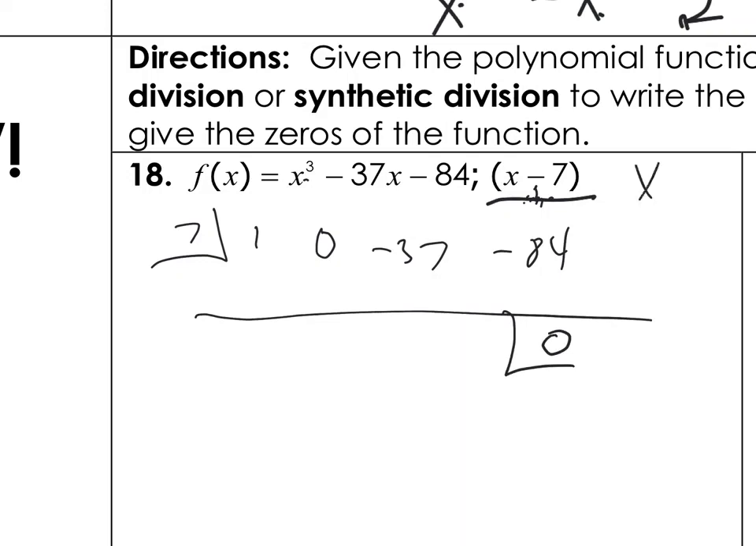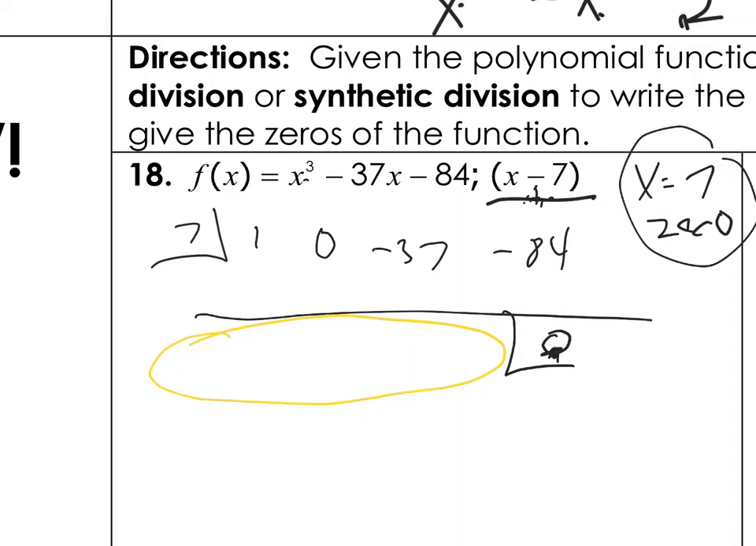That means x equals 7 is a 0, right? See that? Is a 0 here. The reason that I am doing synthetic division is to get the leftover garbage right here. I need the leftover garbage. The leftover garbage will be a quadratic, and I can factor it.